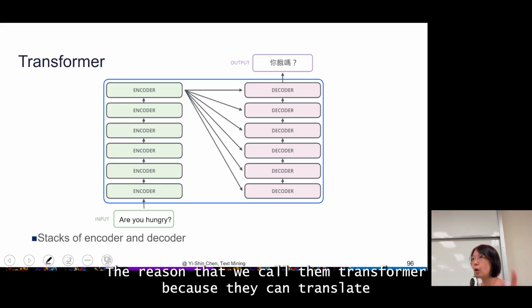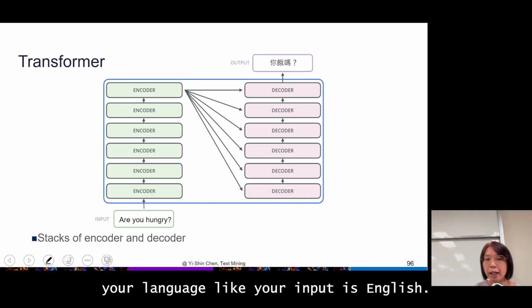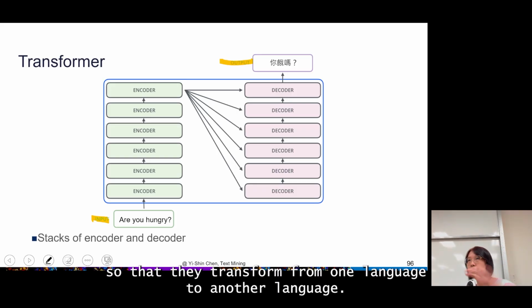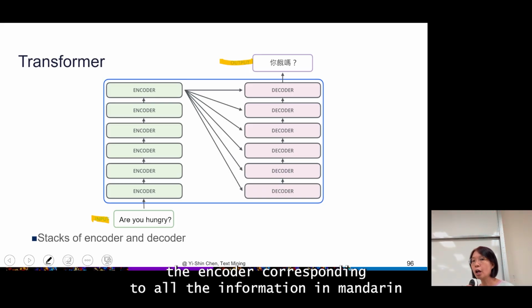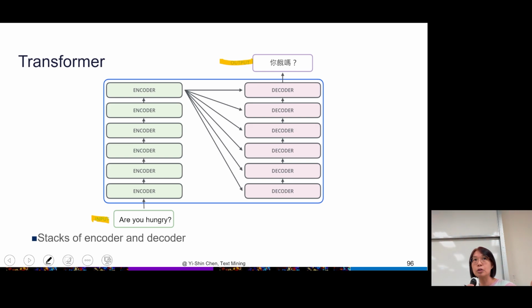The reason we call them transformer is because they can translate your language. Like your input is English and your output could be Mandarin. So they transform from one language to another language. So you can imagine the encoder corresponds to knowing all the information in English. The decoder corresponds to all the information in Mandarin and how it maps to English.